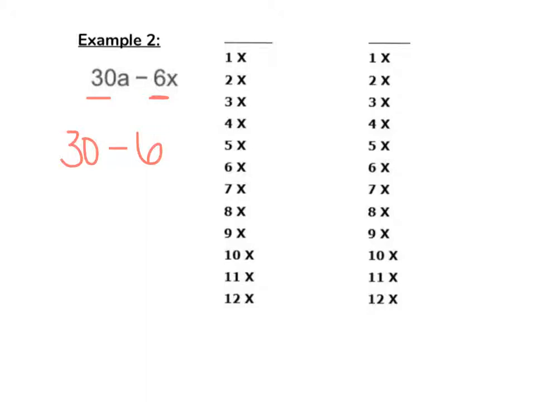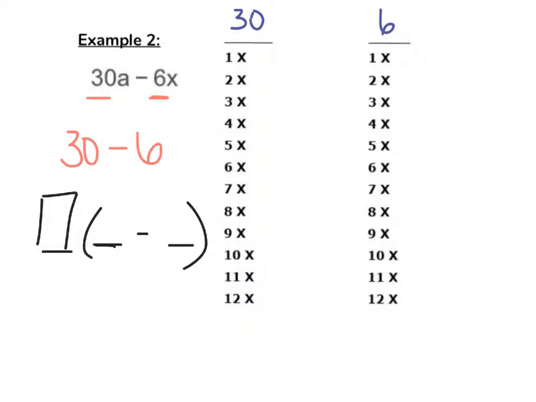We did this before with just numerical expressions, where we had to figure out what the greatest common factor between the two numbers were, and then that was the number that we placed out in front of our parentheses. So we're going to do the same thing this time around. We're going to figure out what is the greatest common factor between 30 and 6, and then we're going to put that out in front and then fill in what's left in the middle. So the first thing that we need to do is list our factors for both the number 30 and the number 6.